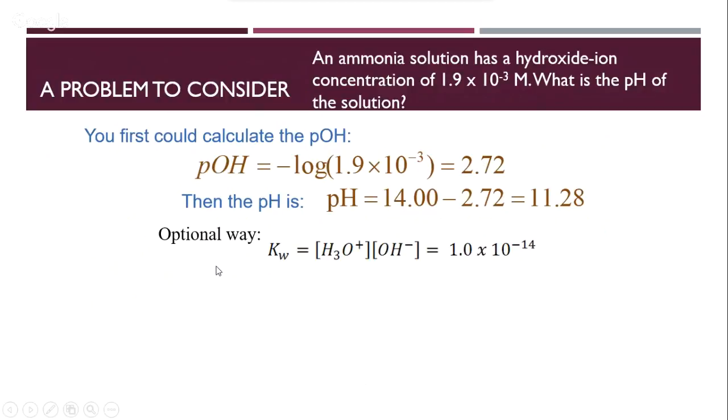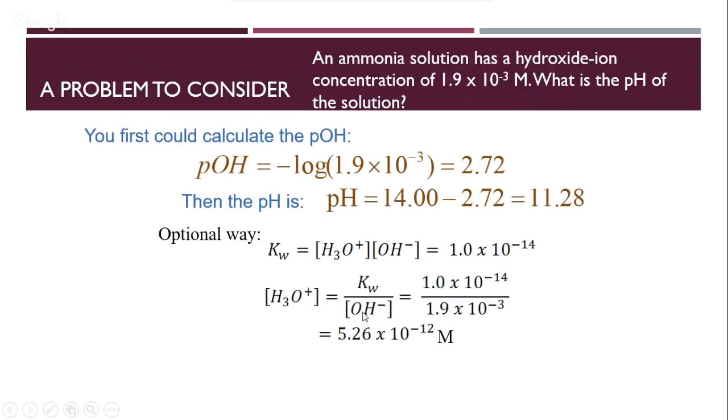The other way is that you simply take Kw, which is 10 to the power minus 14, and divide by the OH minus concentration. So you'll get the H plus ion concentration, and then you can find the pH, which will also come out to be the same value. So that's a quick way to understand how pH and pOH can be found out.